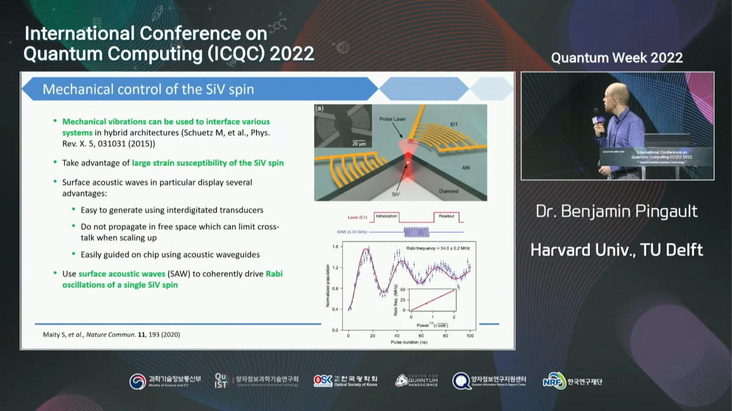So this way, initializing the spin optically and reading it out optically, we could insert a surface acoustic wave pulse between initialization and readout and drive Rabi oscillations of the spin using the surface acoustic wave.